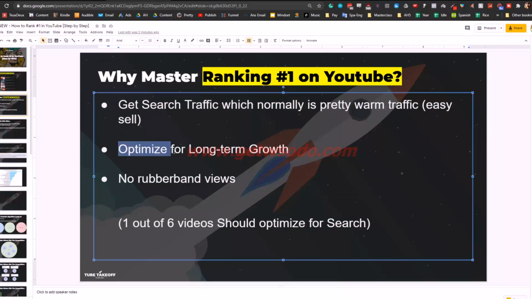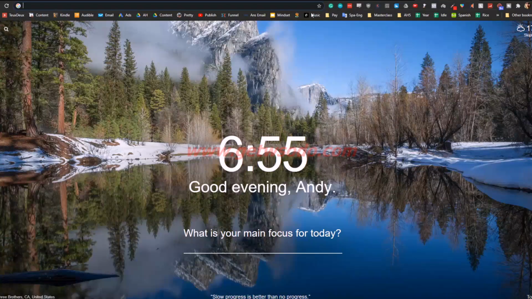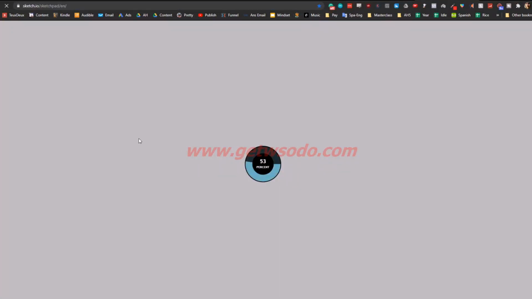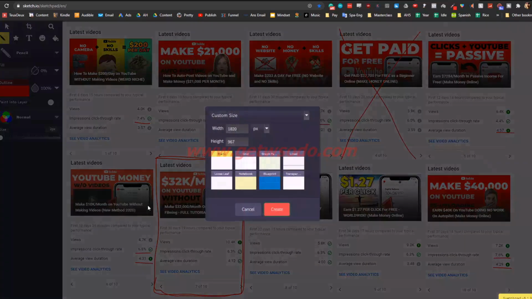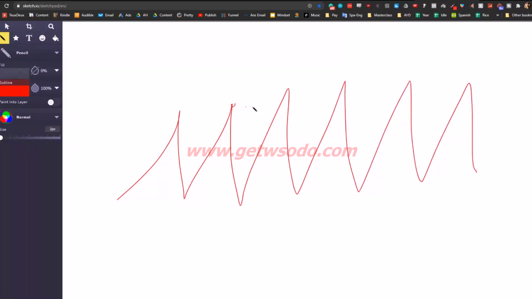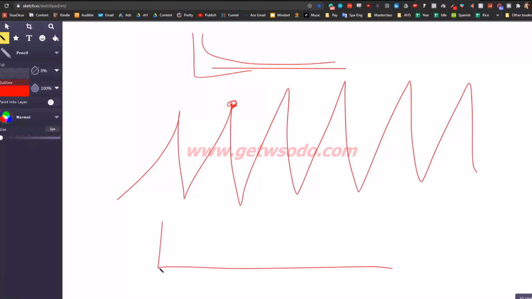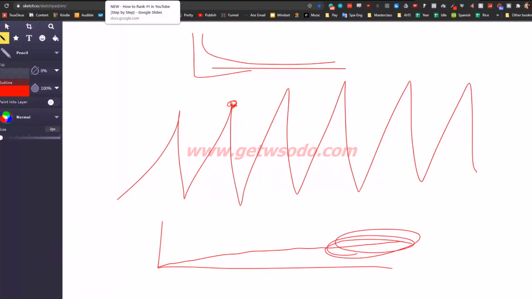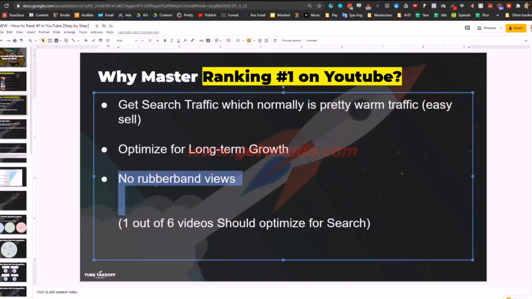Now, it also optimizes for long-term growth. If we do piggyback videos a lot, it's like we go up and down, up and down. Every time we post, we get a bunch of views, but that doesn't have long-term growth. Normally, search rank optimized videos don't get that many views in the beginning, but then they keep going for 1, 2, 3, 4 years and give you very long-term growth. That's why you should really optimize for search and you don't get these rubber band views.